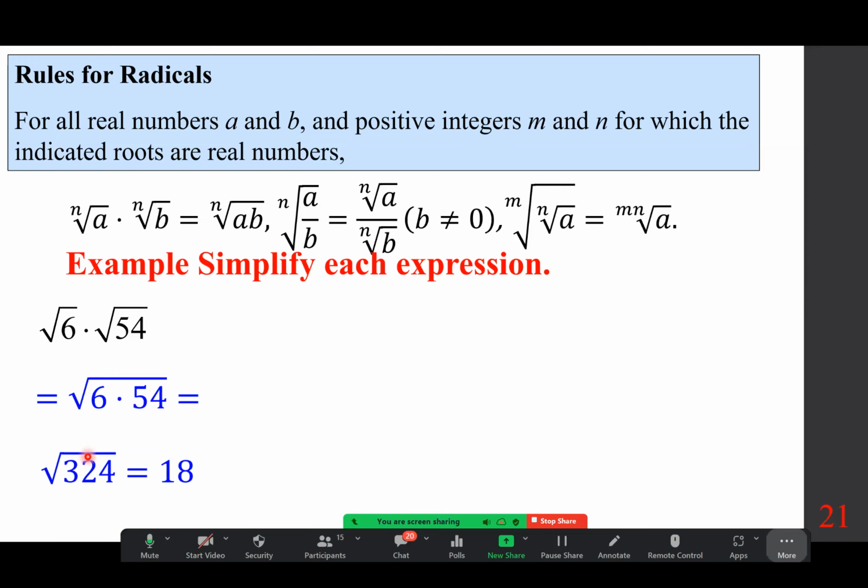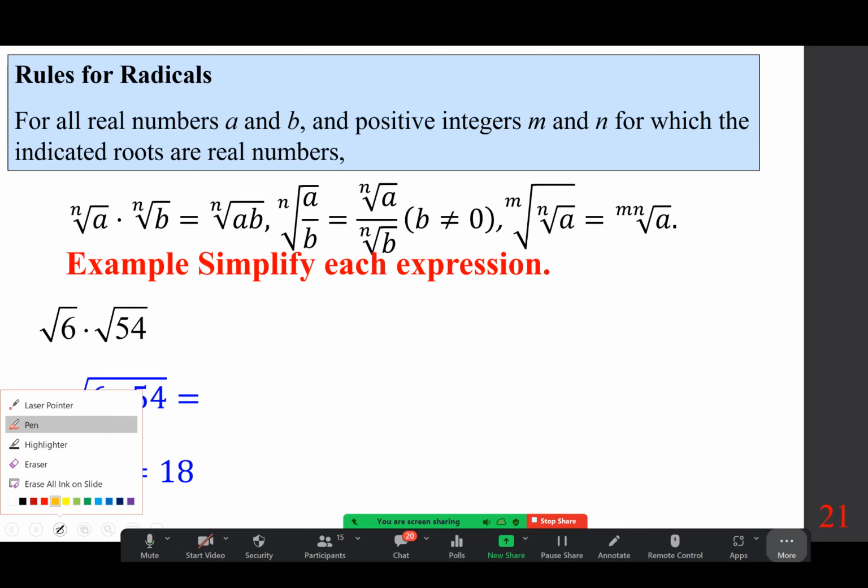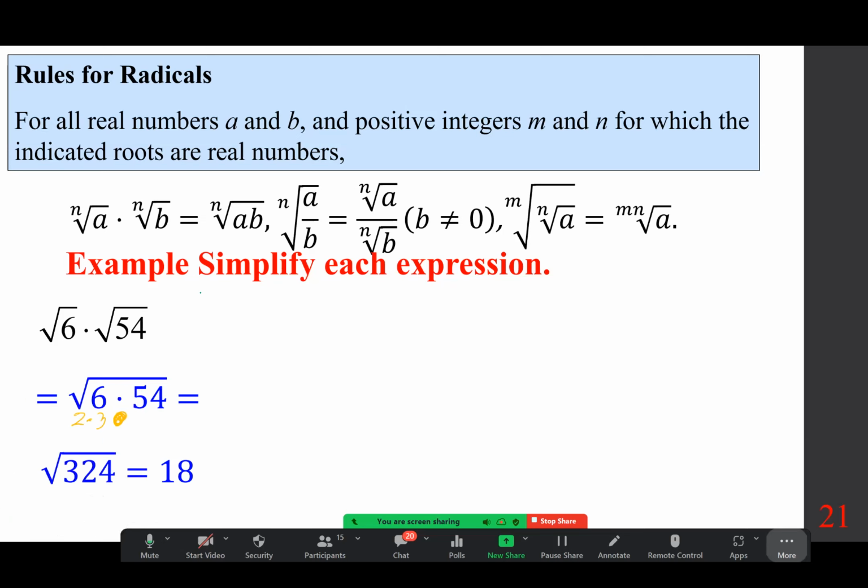So you're going to write number 6 as 2 times 3. 54, can you divide by 2? Yes, you get 27. By the way, 27, you may know is 3 cubed, so you can do it 3 times. So it's 2 times 3 cubed.